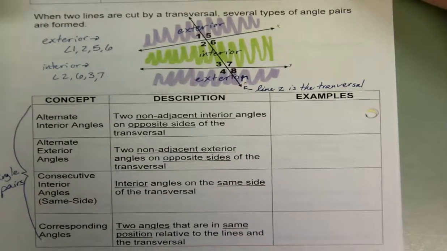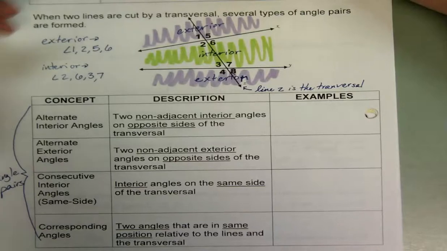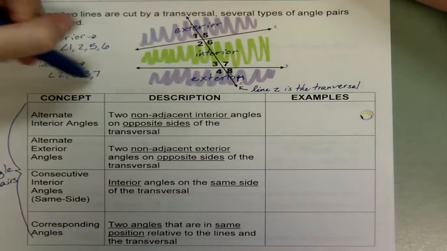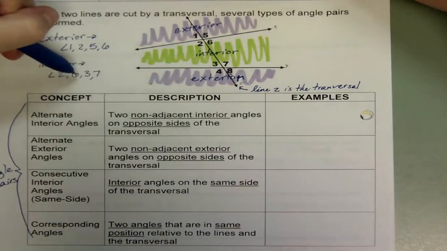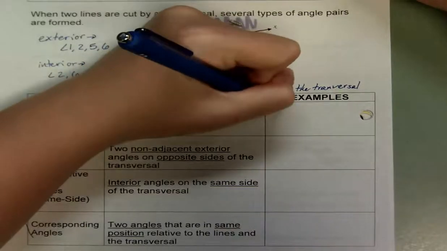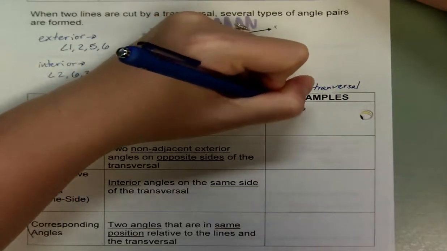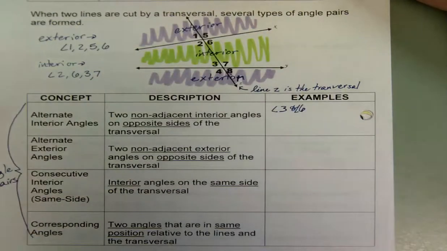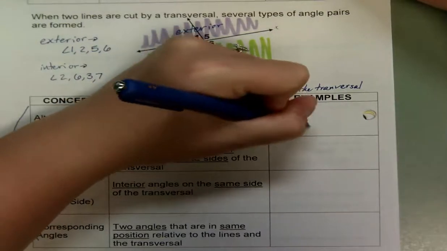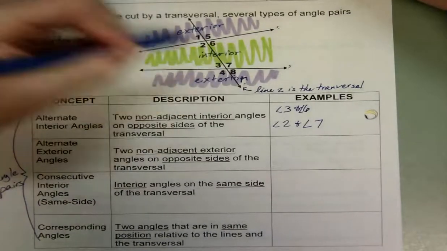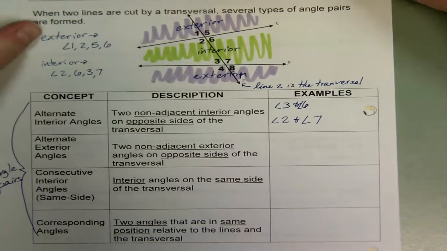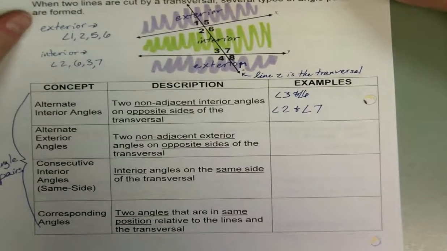So for alternate interior angles, it has to be two of these four angles, because they have to be on the interior. They also have to be on alternate sides of the transversal. So angle 3 and angle 6 go together. That's an angle pair. And then angle 2 and angle 7, because they're on alternate sides of the transversal, but they're both on the interior in between the two lines.